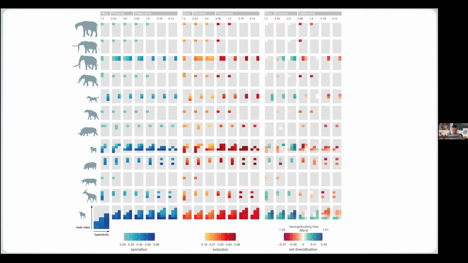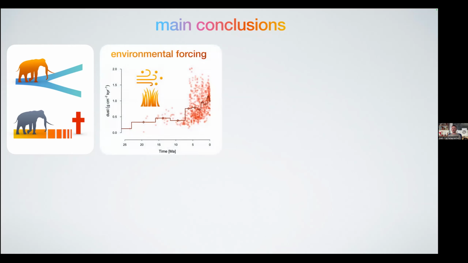So just to wrap up, the main conclusions of this last part are that for the first time, we're looking at not just the effect of extinction or the drivers of extinction, but also the speciation. And we find that this is critical, because we see that speciation was critical to explain the decline of mega herbivores. That environmental forcing was a major factor shaping the faunal turnover in Africa, including this emptying of the mega herbivore niche.